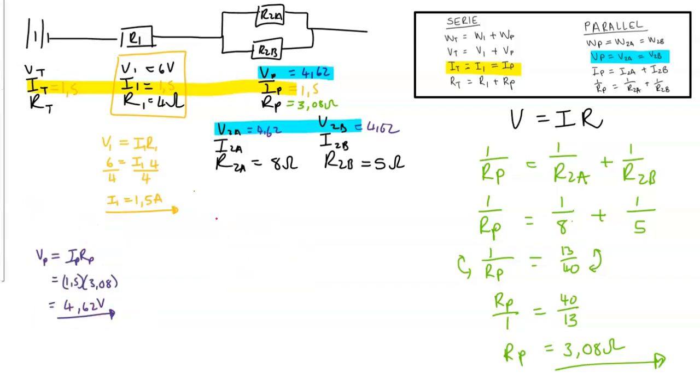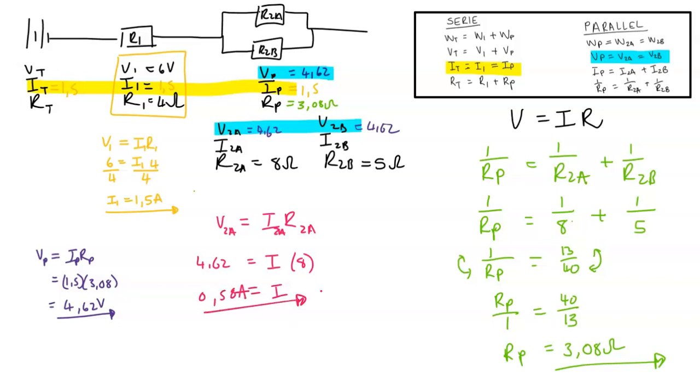Okay, so let's do 2A first. So V equals IR. We have a 2A, a 2A, and a 2A. The V value is 4.62. It's in my calculator. I want to determine I, and R is 8. So in my calculator, I am going to say 4.62, whatever is in your calculator, divided by 8. And then I get an answer of 0.58 ampere if I round.